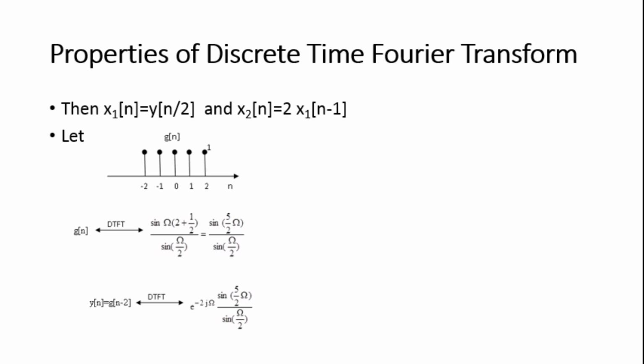Then if we take the discrete time Fourier transform of g of n, we will get sine of omega into 2 plus half divided by sine of omega by 2, which is equal to sine of 5 by 2 omega divided by sine of omega by 2. Then y of n is equal to g of n minus 2. If we take the discrete time Fourier transform, we get e power minus 2 j omega into sine of 5 by 2 omega divided by sine of omega by 2.